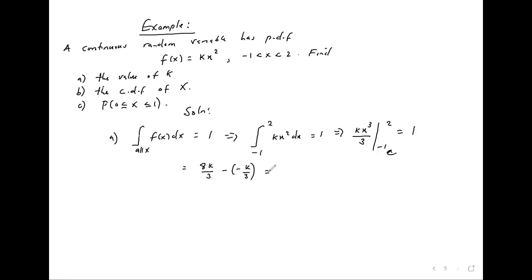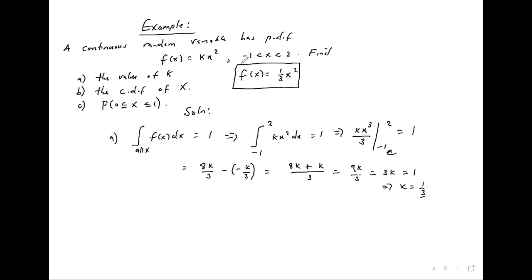So that we get 8k/3 plus k/3, which is 9k/3, which is equal to 3k. Now remember, everything is equal to 1. This implies that k is 1/3. Now after you get k, you know that our function is (1/3)x². This is our function. So if this is our function, now we must find the CDF.